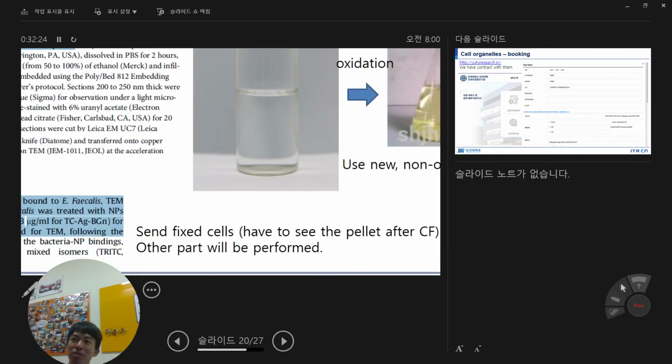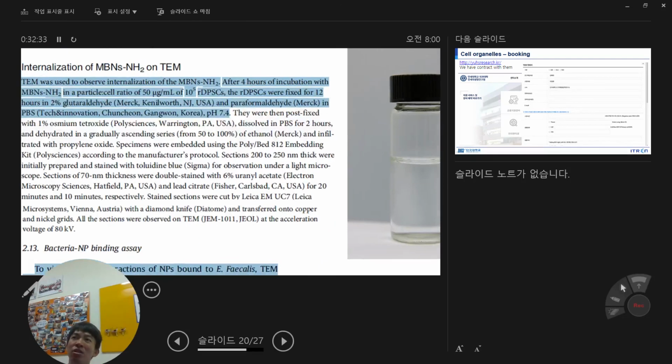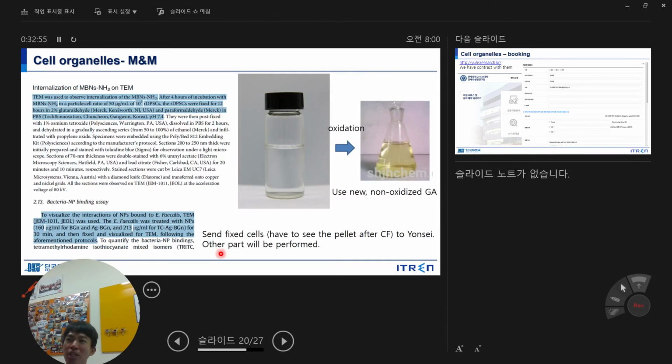But we have to see the pellet after centrifuge. You can see the pellet by eye; if not, they cannot cut, because they have to do two cutting steps. At least they should see the pellet. Okay? So you need a certain amount of cells. Not huge, just two wells of a six-well plate is enough. And the other part will be performed by Yonsei University.